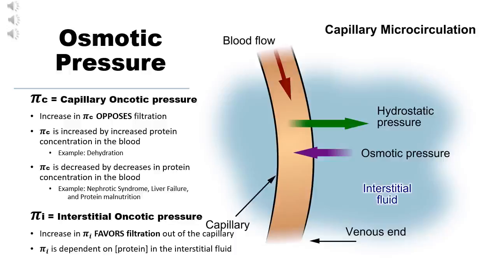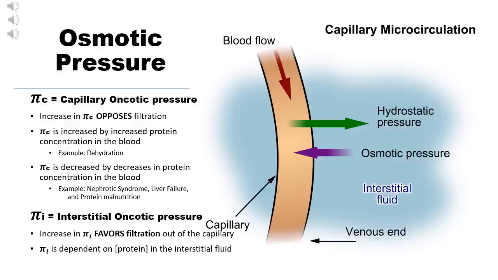With liver failure, the liver normally makes a lot of proteins that are released into the blood. Proteins for inflammation, proteins for clotting, proteins for everything. So if the liver is failing, then it's not making those proteins, and therefore there's less protein in the blood. Capillary oncotic pressure is going to decrease.